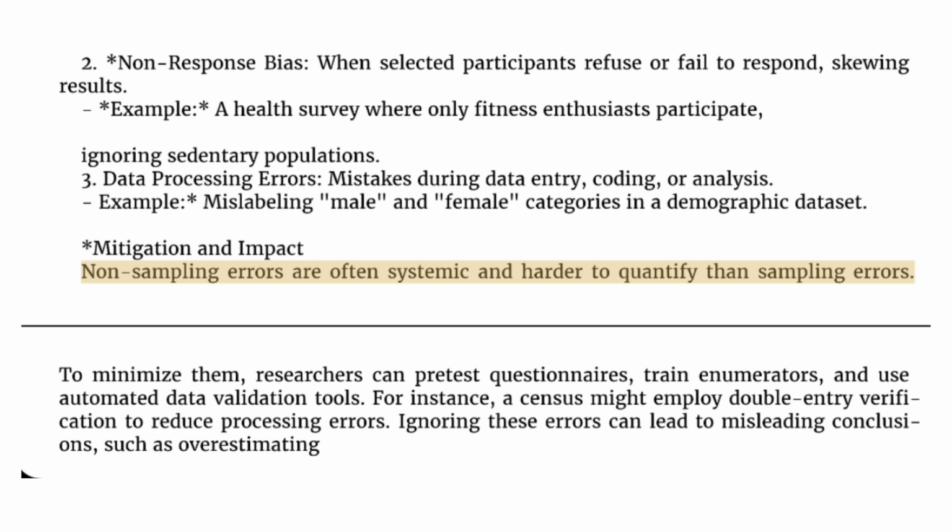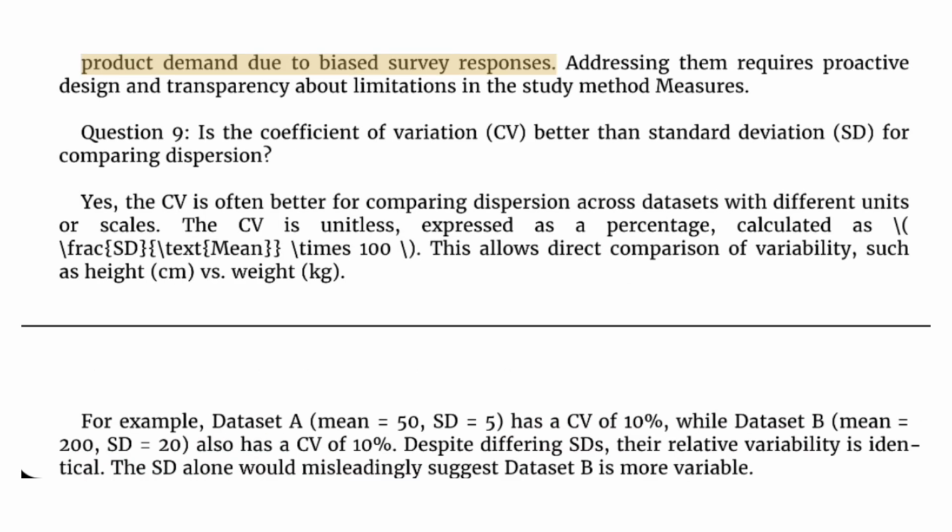Mitigation and impact. Non-sampling errors are often systemic and harder to quantify than sampling errors. To minimize them, researchers can pretest questionnaires, train enumerators, and use automated data validation tools. For instance, a census might employ double-entry verification to reduce processing errors. Ignoring these errors can lead to misleading conclusions, such as overestimating product demand due to biased survey responses. Addressing them requires proactive design and transparency about limitations in the study method measures.